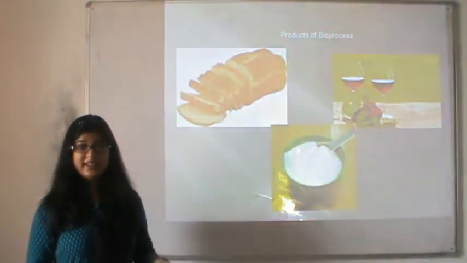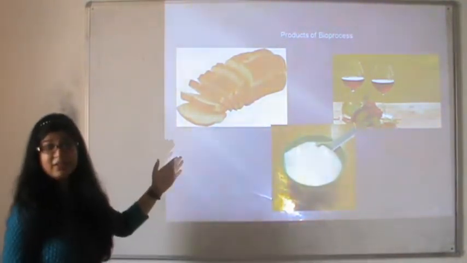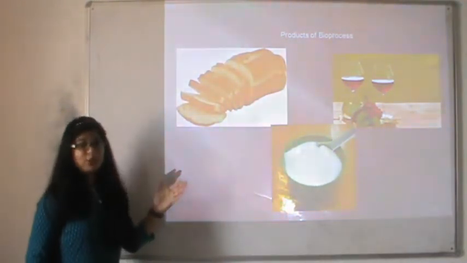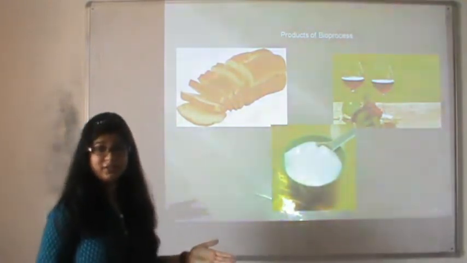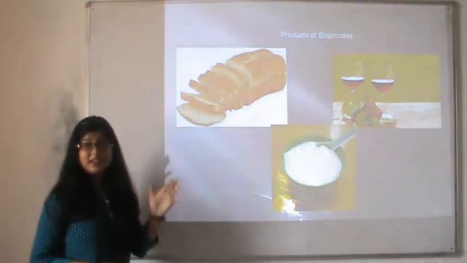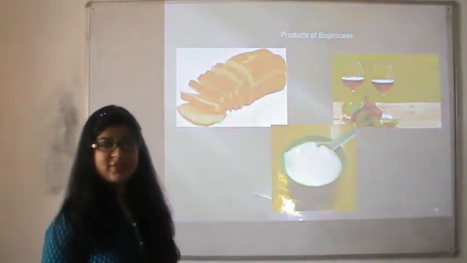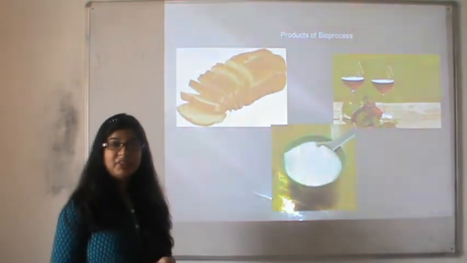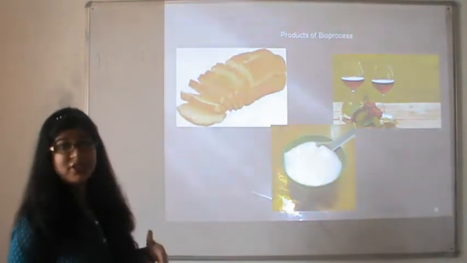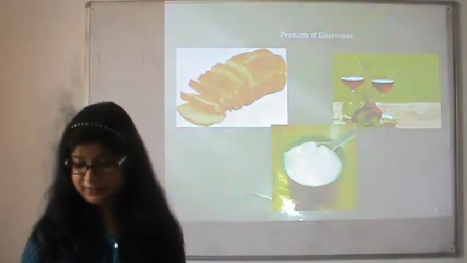Now, this slide shows some of the bioproducts. Bread, which we use every day in our breakfast, is a bioproduct. Curd is a product which is formed with the help of microorganisms. Wine is a classic product which was produced by our ancestors in large quantities with the help of microorganisms. They didn't even know that they were carrying out fermentation, but these are all products which we use in our daily lives. They use the principle of bioprocess.